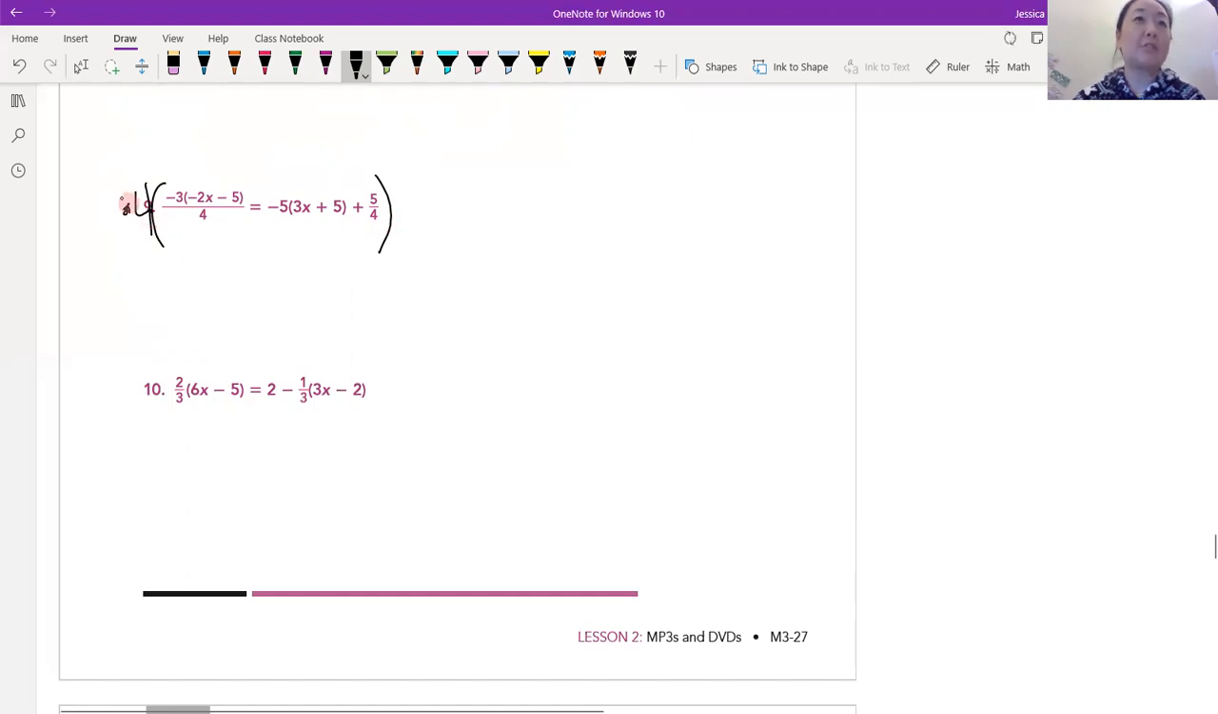It doesn't matter. We're multiplying everything by 4. If you notice right here, this is just one big fraction bar. So this is just one thing right there, right? So this is actually going to be 4 divided by 4, which is just 1. So all we're left with is the top part right there. So -3 times -2x minus 5.